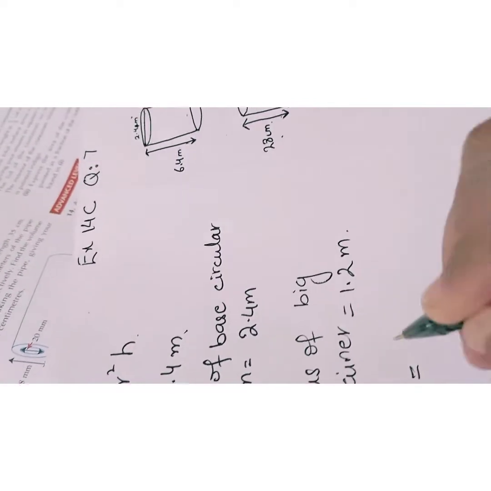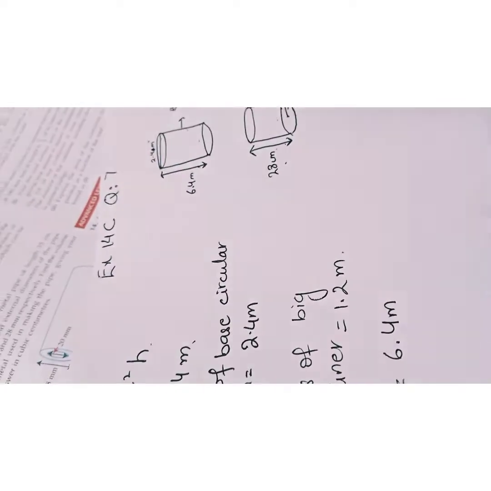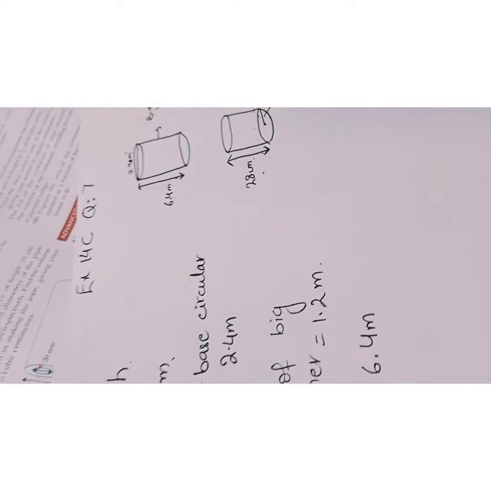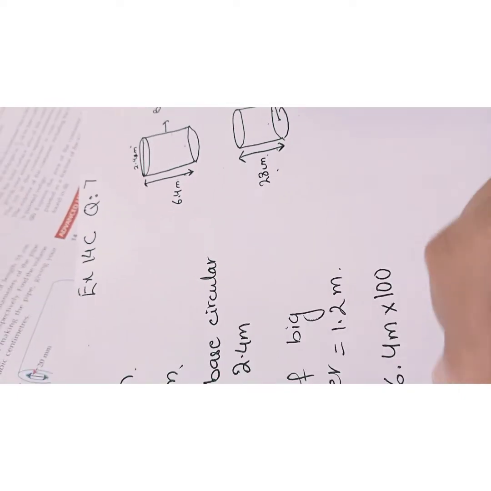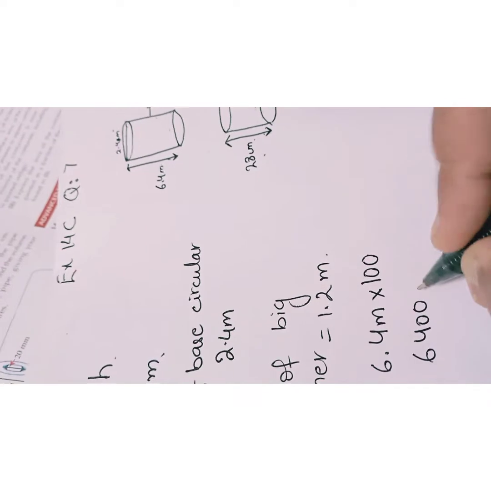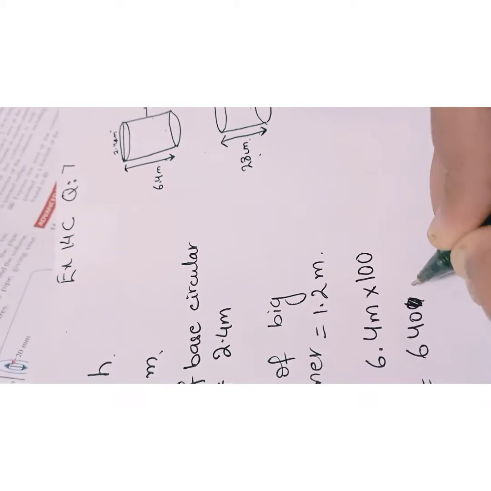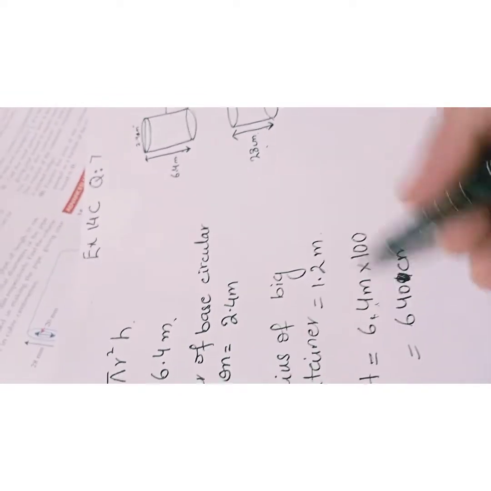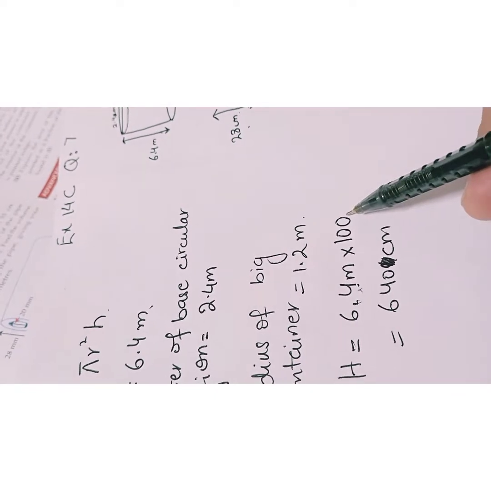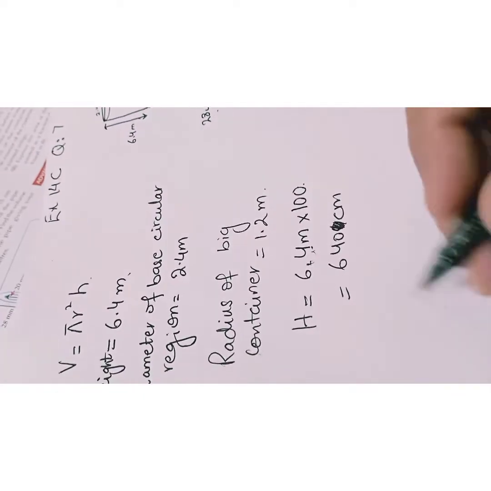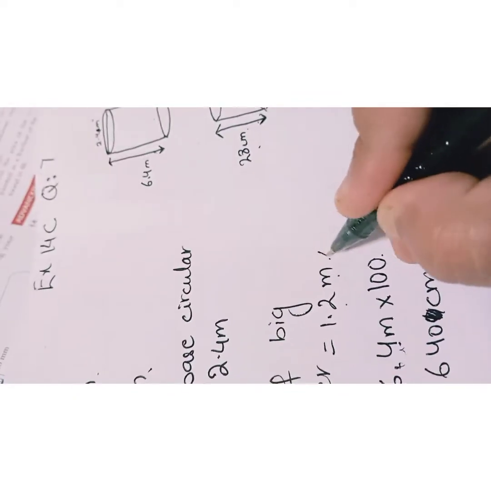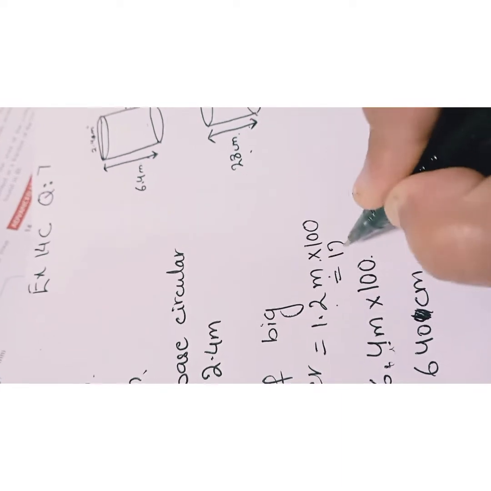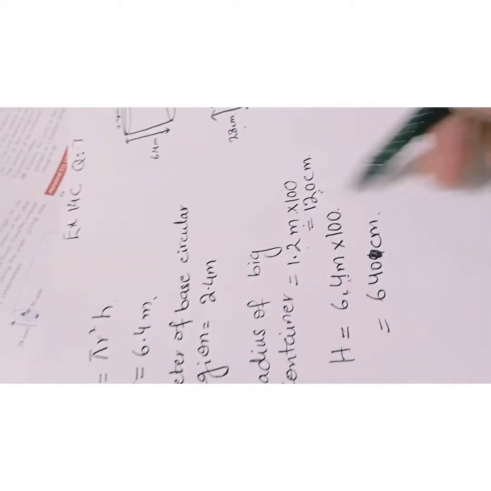We have 6.4 meter as height. If we convert the 6.4 meters into centimeter, we multiply it by 100, and it is 640 centimeters. Because we have to shift 2 decimal places, we already have 1 decimal place, and when we add 1 more decimal place, we get 640 centimeter. Now we have the container radius as 1.2 meters. If we multiply it by 100 as well, we get 120 centimeter. Now both quantities are in centimeter.